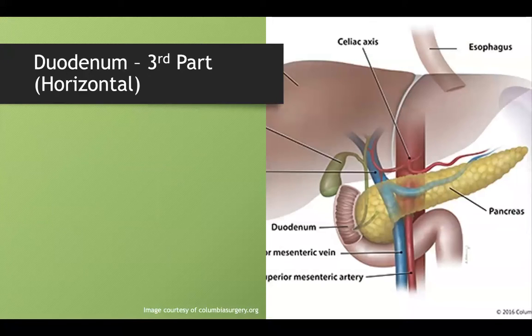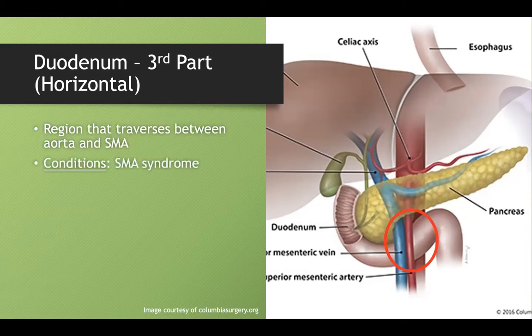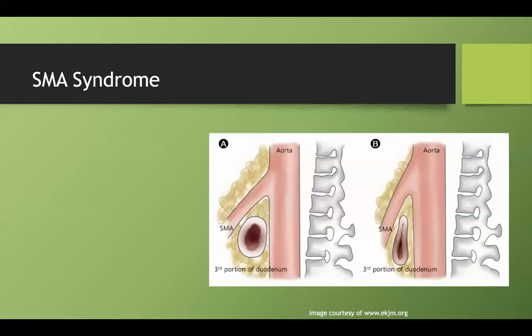The third part of the duodenum is the horizontal part. And anatomically, the important thing to realize is that this region of the duodenum actually goes in between our aorta and our SMA. You can see this right here highlighted in the red circle. And this is important because there's a condition called SMA syndrome that can actually squeeze down on this duodenum if there's not enough fat cushion surrounding the duodenum.